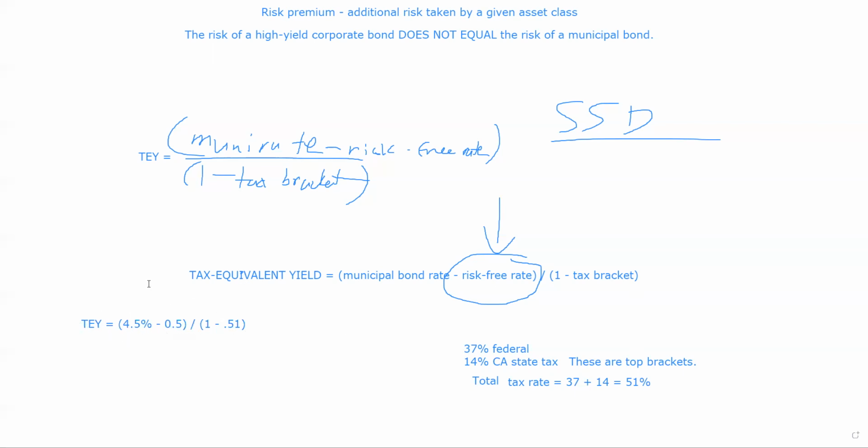So again, it's subtraction, then division. So what we're going to do now is 4.5 minus 0.5% is 4%, divided by 0.49, right? 1 minus 0.51 is 0.49. So then when we bring up our calculator, 4 divided by 0.49 is 8.16. Usually we round to the hundredths or the second decimal, the second number after the decimal point. And I just forgot what I said, 8.16, I believe. 8.16%.